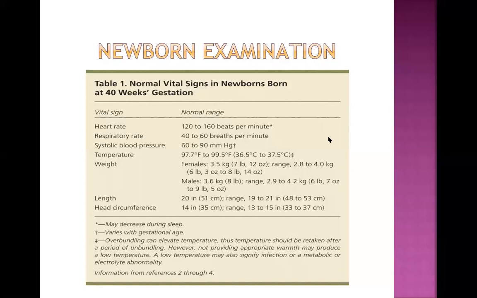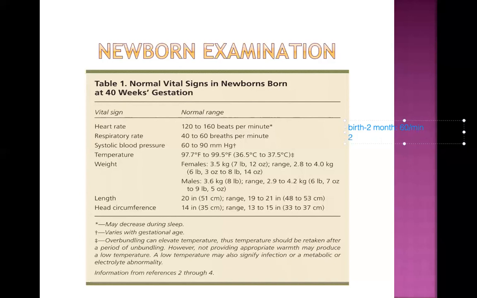Now, I would like to highlight some important points quickly here. From birth till 2 months of age, the upper limit of respiratory rate is 60 per minute. It is the upper limit. That means more than 60 per minute till 2 months of age is abnormal.